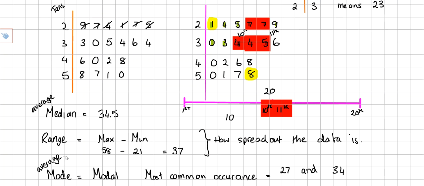Do you know how to work out the mean? That's add them all together, and then you divide by the number of numbers. So why don't you do that for me? You can use your calculators if you wish. So what do you work out as the mean?